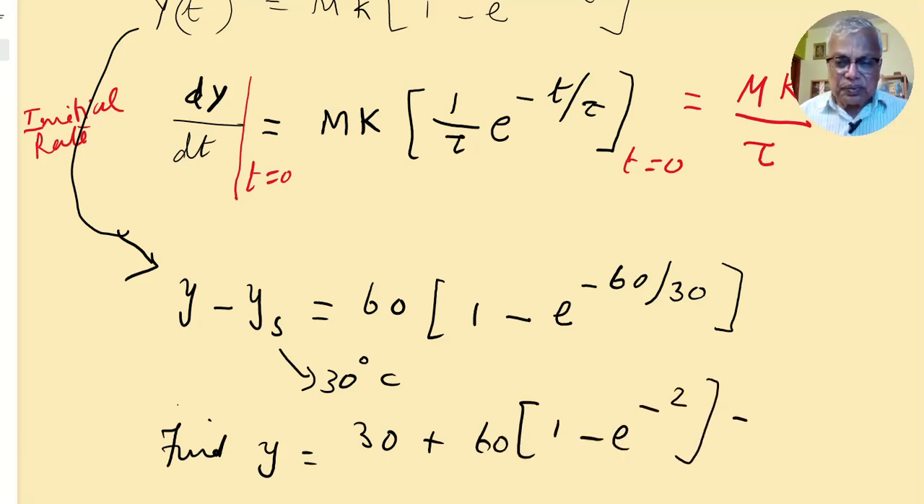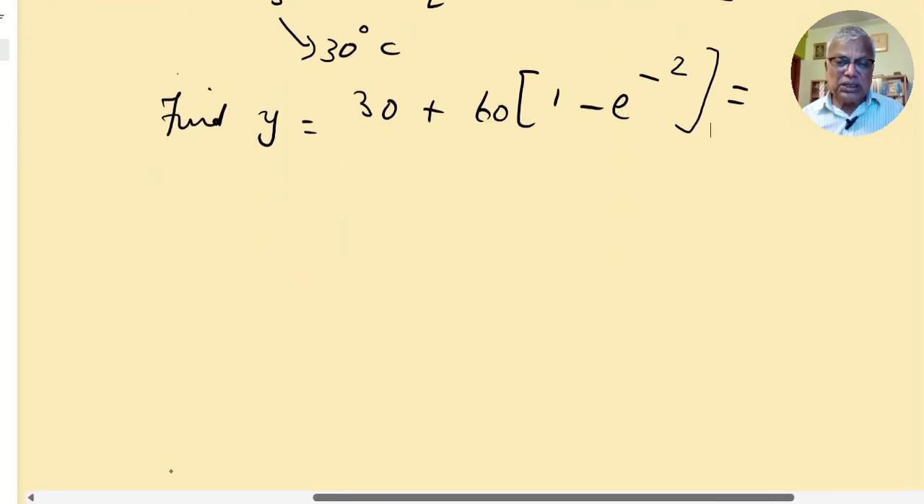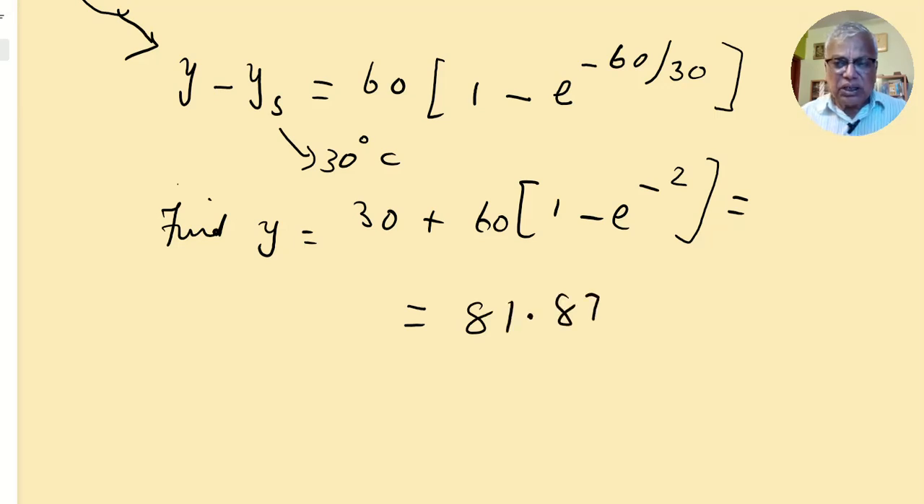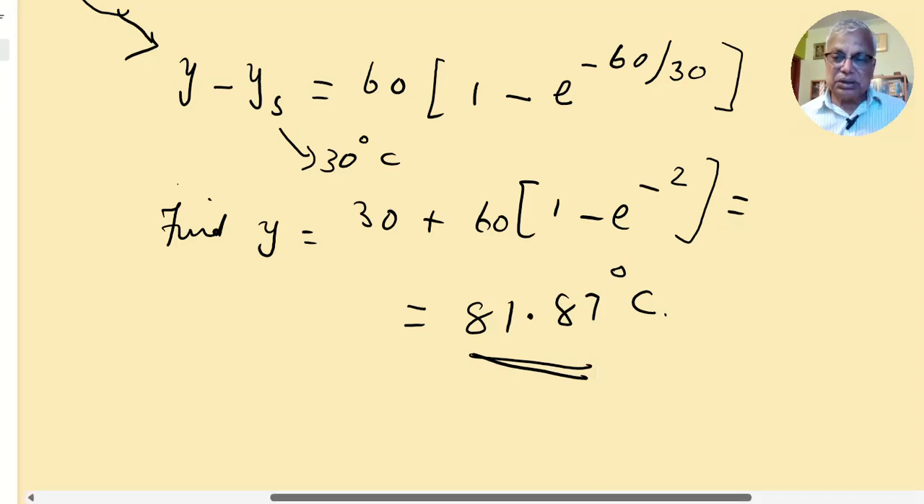What is the answer? It is 81.87 degrees Celsius. So after 1 minute, the thermometer will read 81.87 degrees Celsius. So this is the answer for the second part.